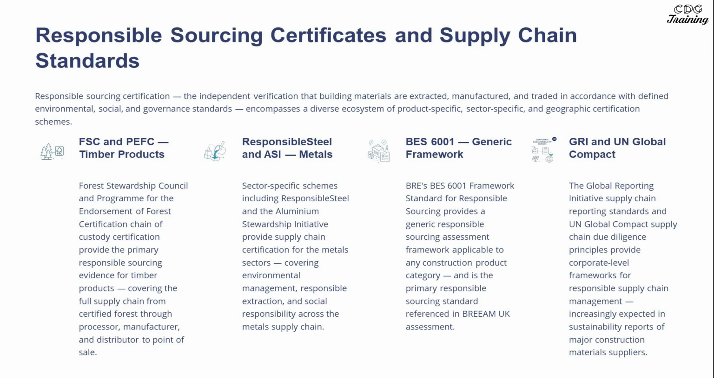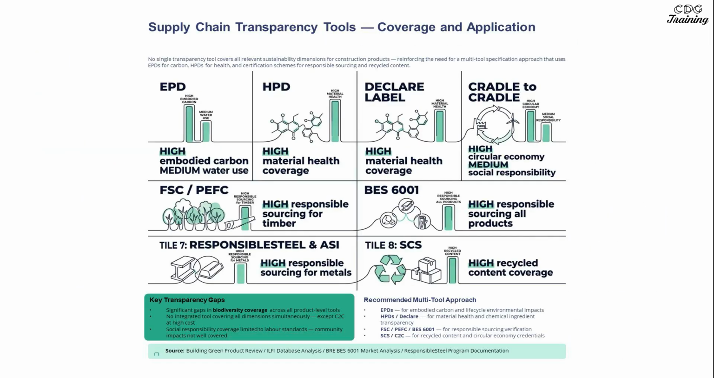Responsible sourcing certification ensures that building materials are ethically sourced and manufactured, adhering to environmental, social, and governance standards. Various tools enhance supply chain transparency, covering aspects like EPDs, HPDs, and responsible sourcing, ensuring comprehensive sustainability practices.